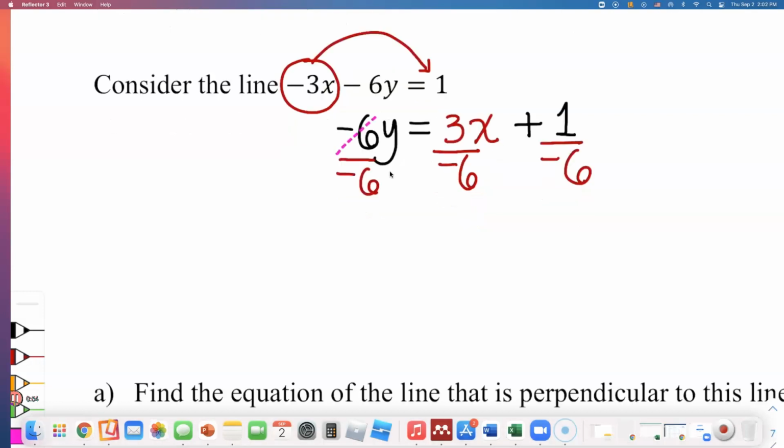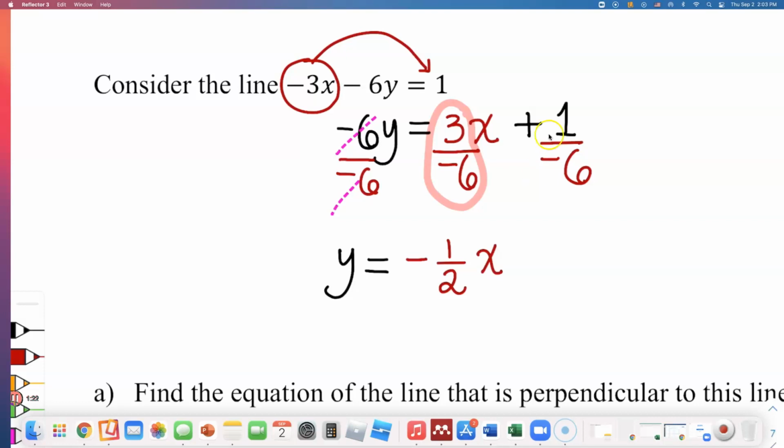Negative 6's cancel out here. I'll have y equals, but look at this part. This is important because that is the slope of this line. I can see that the number is negative because we have a positive over negative. So I'm going to pull out that negative in front of this fraction. And 3 over 6 reduced is, because 3 is half of 6, this is simply just negative half x. And if you want to simplify this y-intercept, positive divided by negative is a negative number, so we can say minus 1 over 6 there.